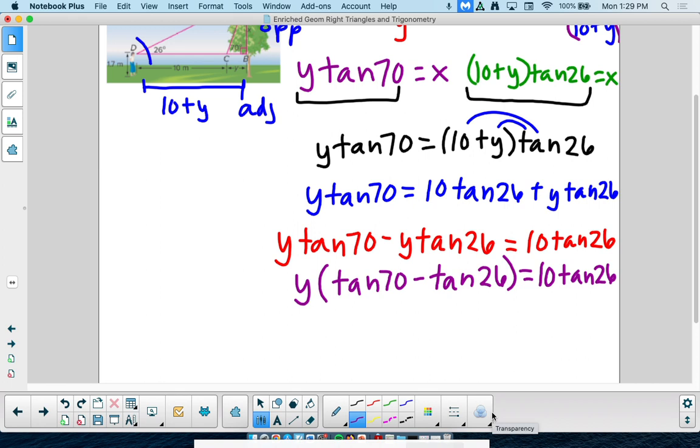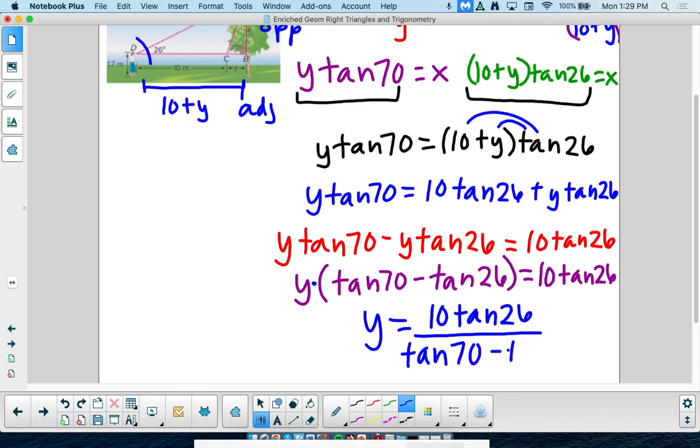Now what's our last step? I want to get y alone. What's the opposite of multiply? We're going to divide by this whole thing. So this is our numerator, and this now becomes our denominator. So y equals 10 tangent 26 all over tangent of 70 minus tangent of 26.